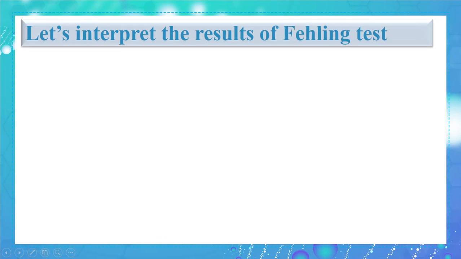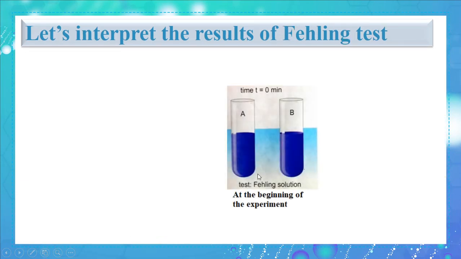Now let's interpret the results of Fehling test. Notice that at the beginning of the experiment, both tubes have blue color with Fehling test. What does this indicate? It indicates the absence of reducing sugar.